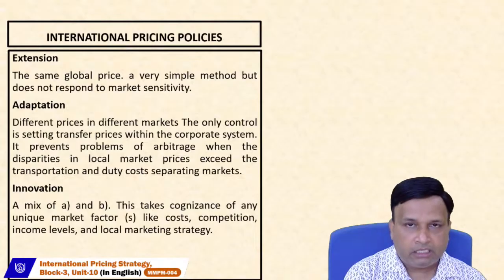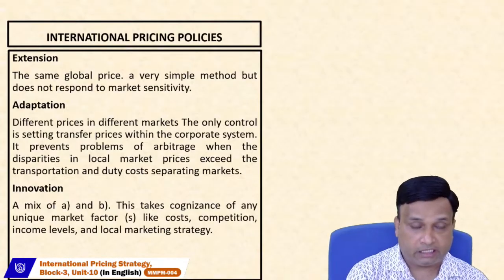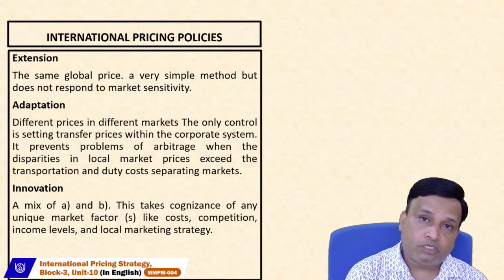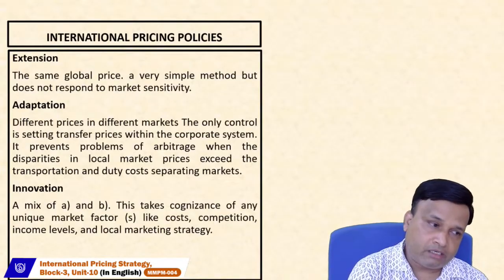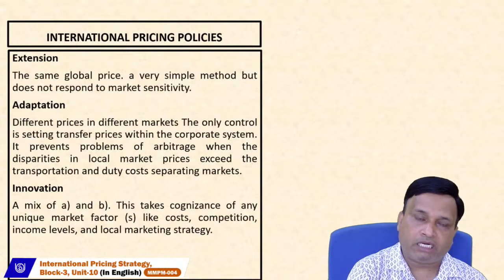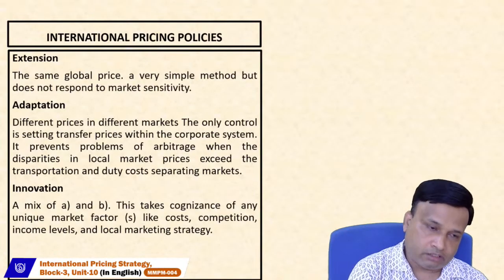So adaptation is not always correct, but in certain cases you can go for adaptations. If the product is food or clothes, then you can go for adaptation pricing. Whatever the customer market requires, whatever the market demands, you can offer that price to the market. You can adopt that pricing strategy. That is the adaptations.